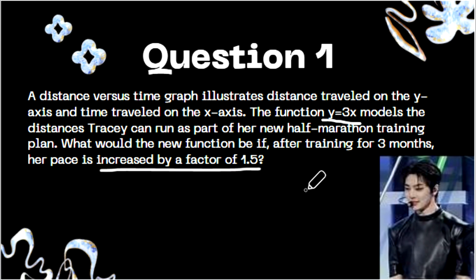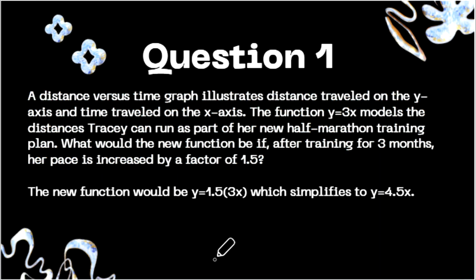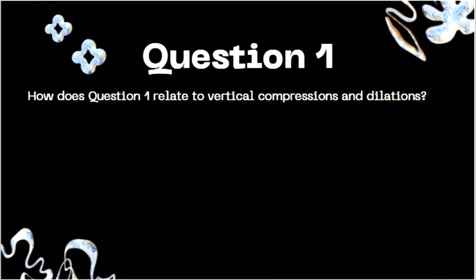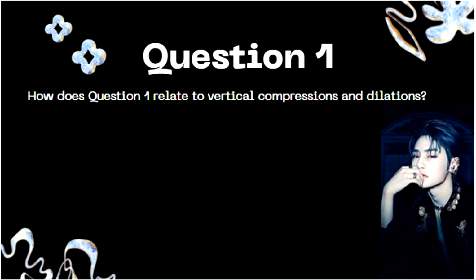Figure it out. Pause the video. Come back. Your new formula is going to be the original formula, which is y equals 3x times 1.5. And then if you simplify it, 1.5 times 3 is 4.5. Y equals 4.5x. Okay? Now, this is question 2.